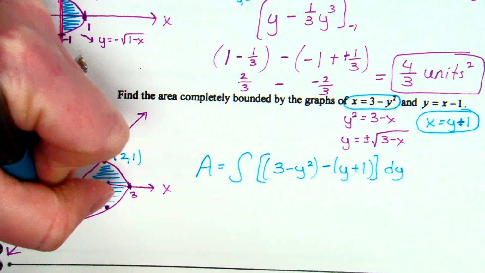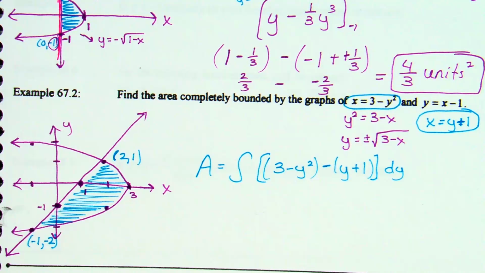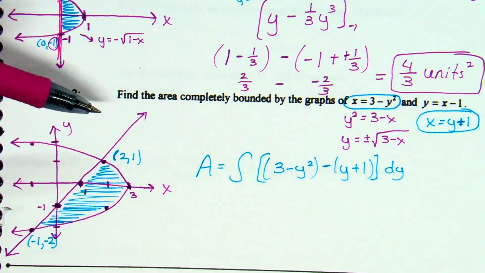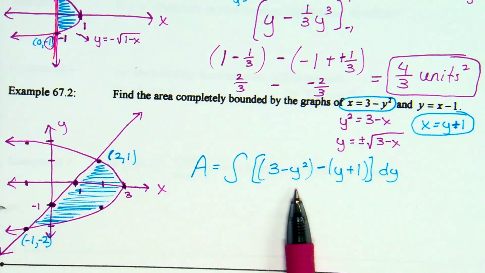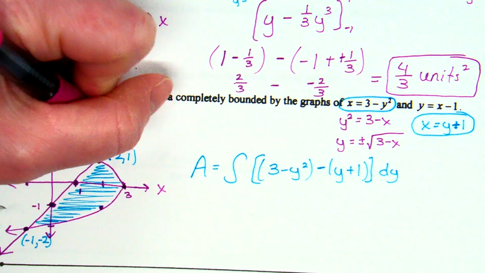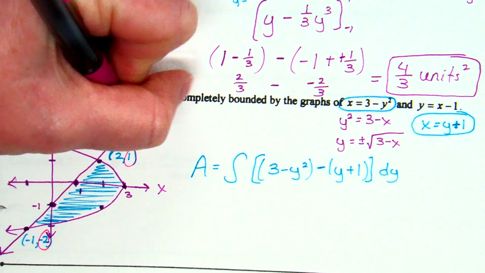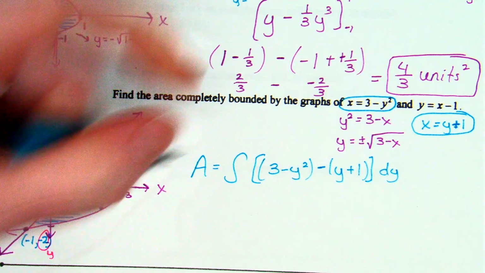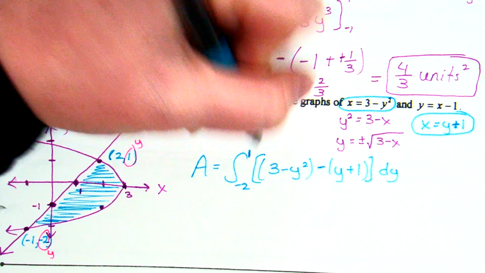So what boundaries do I use? What is my problem in terms of? Since I put y as my problem, my equations are in terms of y, we use the y's. So that means I'm going to be using -2 and 1. Just remember those are y values.